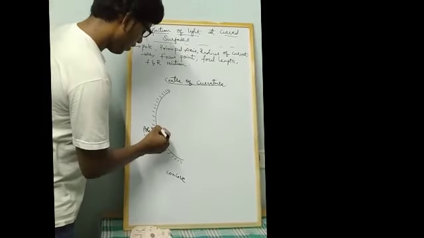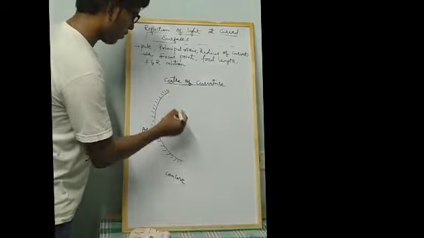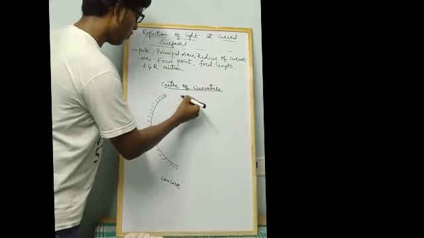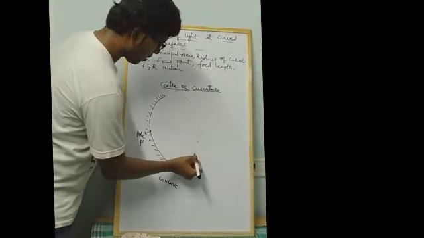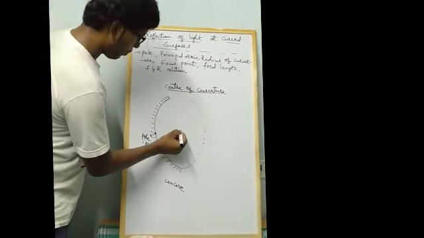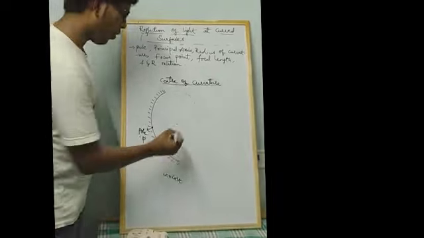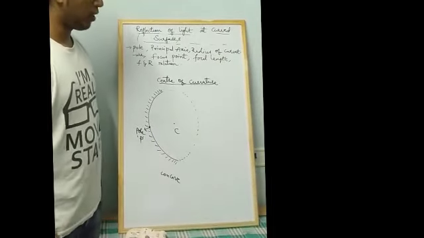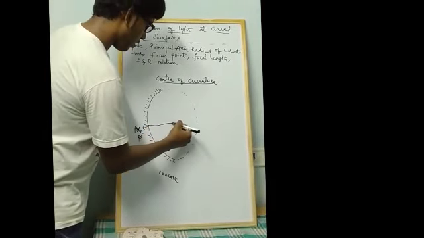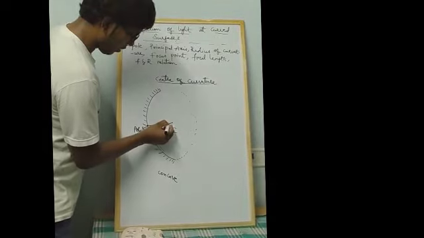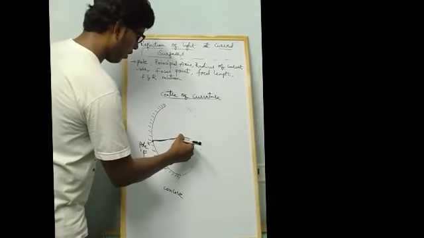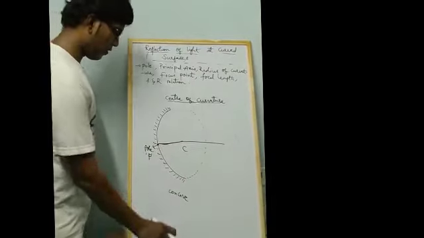Now, suppose this concave mirror is a part of a spherical mirror. Assume that this is the complete structure of the spherical mirror. If you locate its midpoint, this midpoint is called the center of curvature. Now if I join the pole and the center of curvature with a line, this line is called the principal axis.